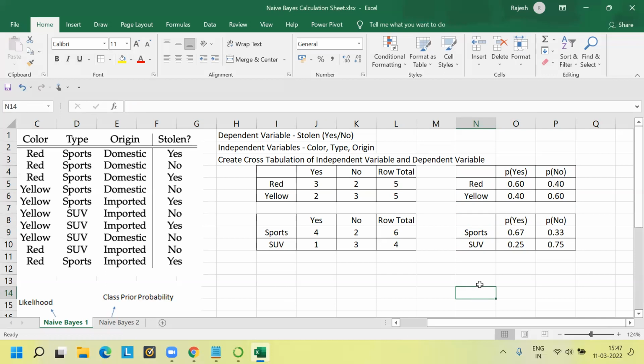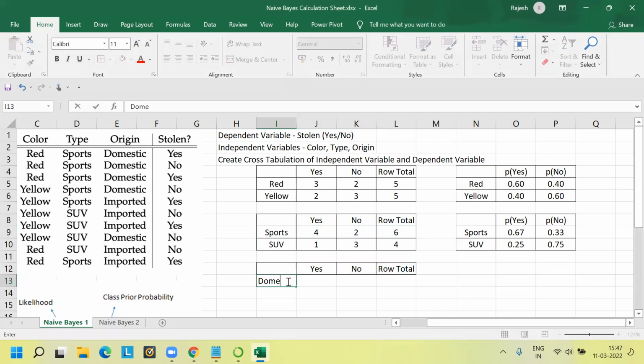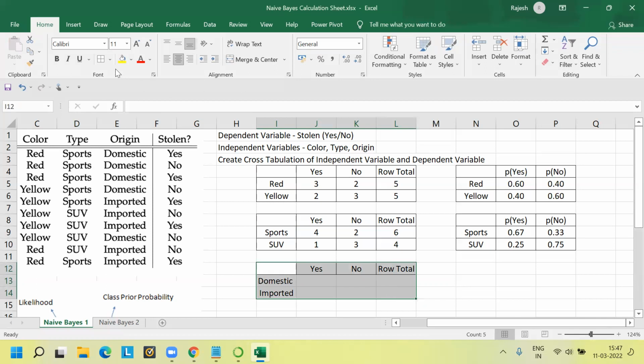The last table. Domestic, imported. Two, three, 2.